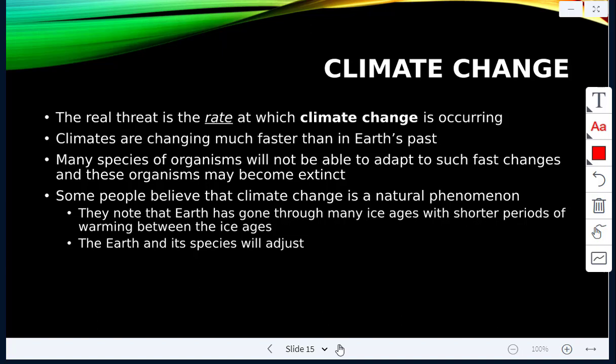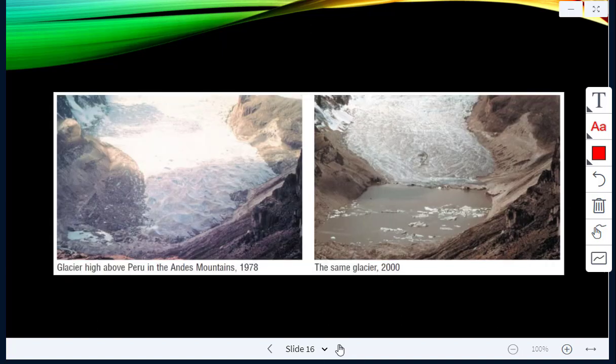Some people, on the other hand, believe that climate change is a natural phenomenon. They say that Earth has gone through many ice ages with shorter periods of warming between the ice ages. And they think that the Earth and these species will be able to adjust. This is just an example of glaciers. Compared to 1978, look at this glacier in Peru, and look at the same glacier now in the year 2000.